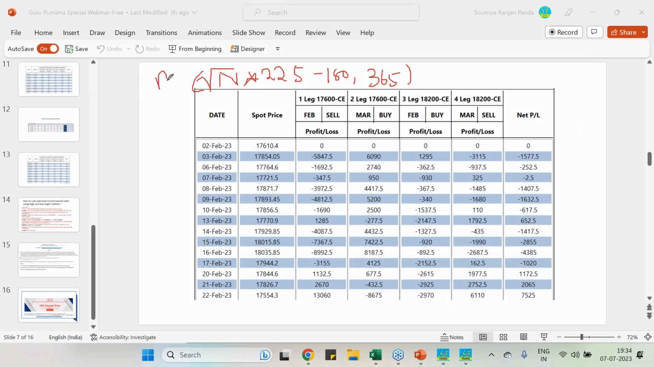Function: this will convert the number to degrees. Mod of square root of n into 225 minus 180 divided by 360. Sorry, 360, not 365, 360. So that will convert a number to degrees.